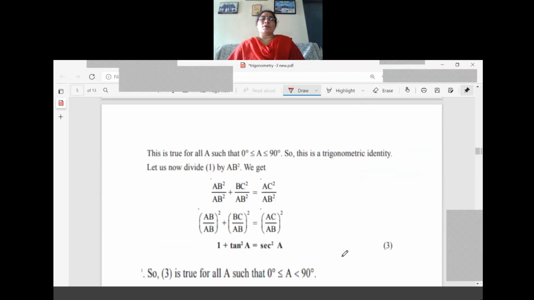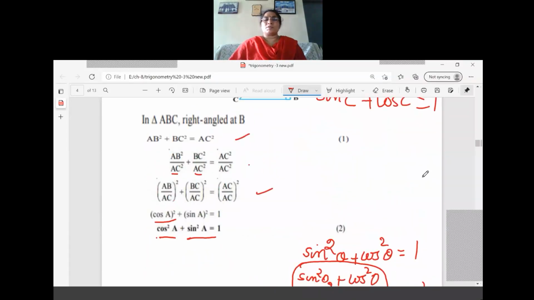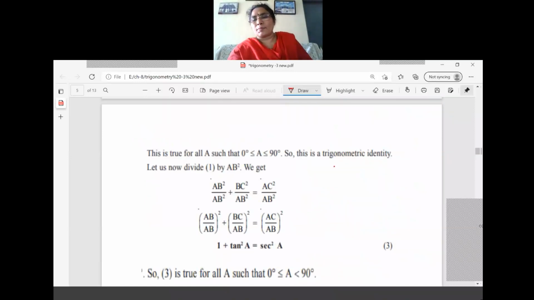Now divide by AB square only, because the first equation, what is the first equation? Pythagoras theorem: AB square plus BC square equal to AC square. We are taking the first equation, AB square plus BC square equal to AC square only.